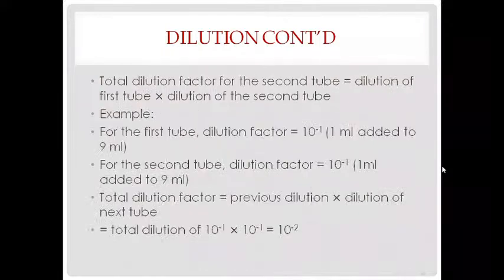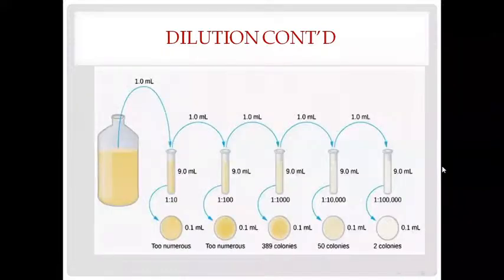Okay, so this is the same explanation I've talked about regarding your dilution factor from the first, the second tube. You can practice this in your own time. It's not very difficult. If you see down there, the total dilution of the second tube, you know the previous one is 10 to the power minus 1 times 10 to the power minus 1. You know, you're dealing with the second tube, then you come to 10 to the power minus 2.